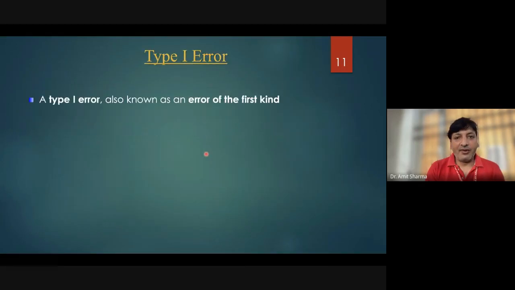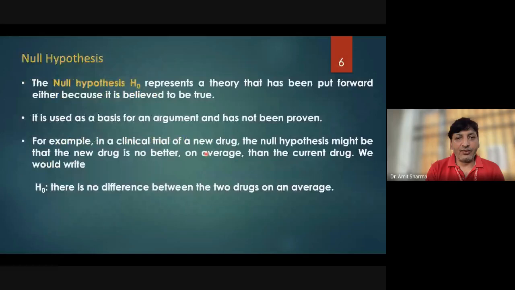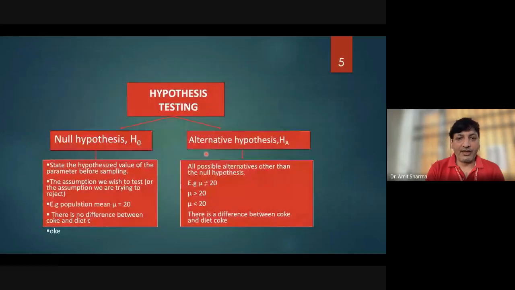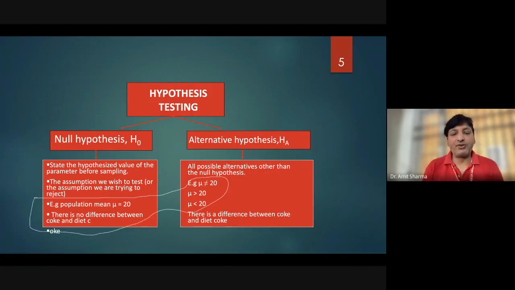And second, we have another slide. I'll let you know which is important, this one: what is the exact difference between the null hypothesis and the alternative hypothesis. If you remember these two examples, you will not be able to forget in your whole life what the null hypothesis used to quote and what the alternative hypothesis used to quote.